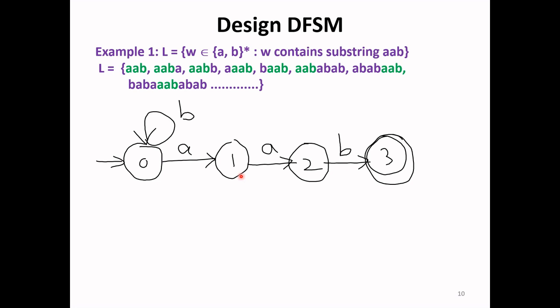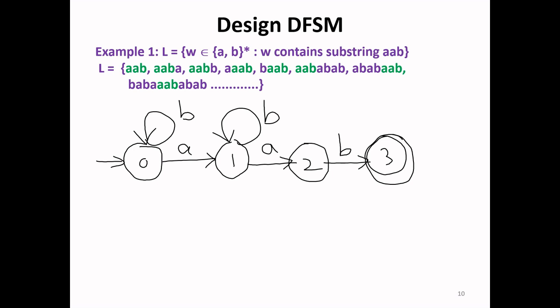Next let us go for state 1. State 1 has one compulsory transition on A going to state 2. What about B? Can I take a self loop as I have taken for state 0? What happens? Let us check.